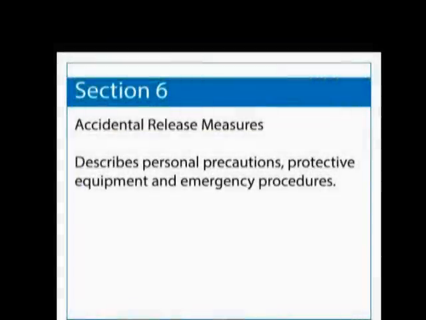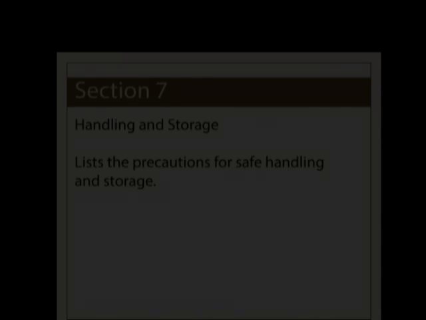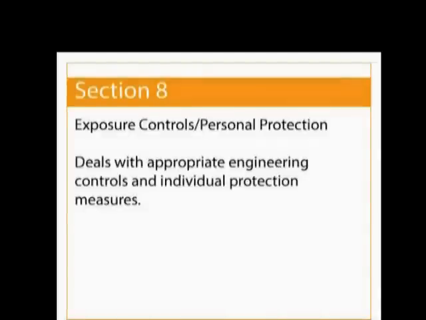Section 6, accidental release measures, describes personal precautions, protective equipment, and emergency procedures. Section 7, handling and storage, lists the precautions for safe handling and storage. Section 8, exposure controls and/or personal protection, deals with appropriate engineering controls and individual protection measures.